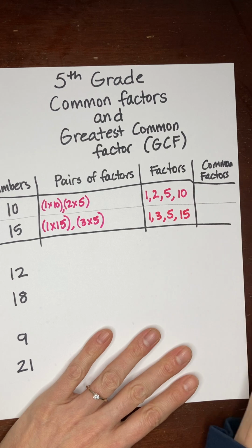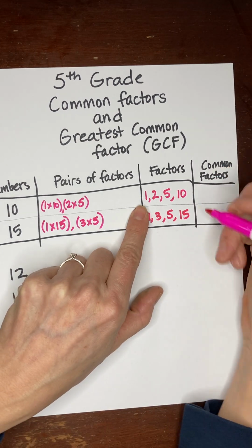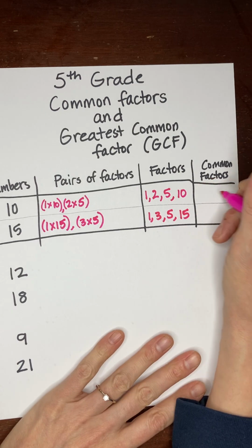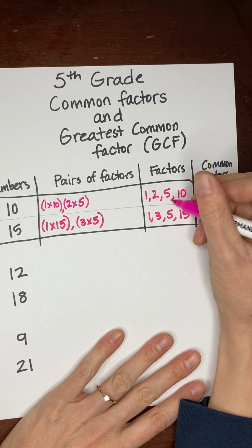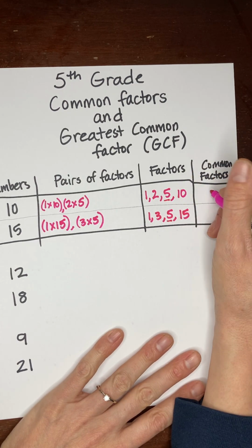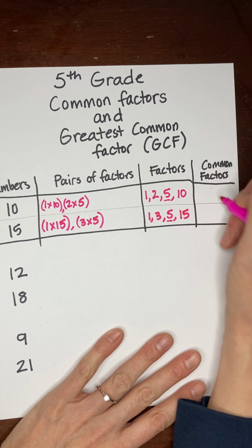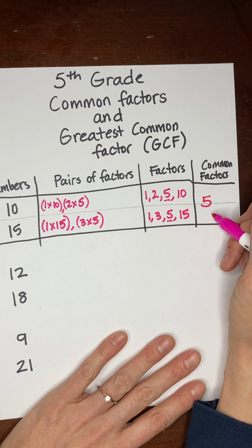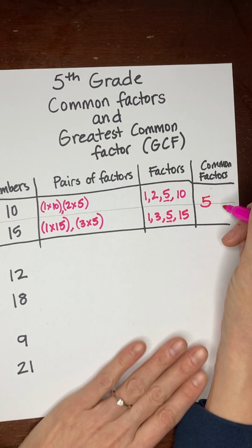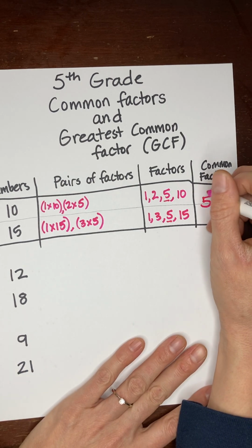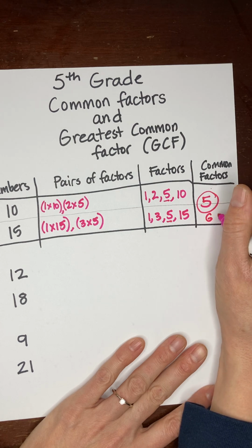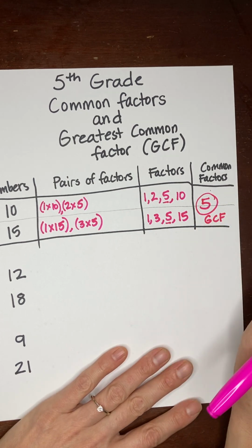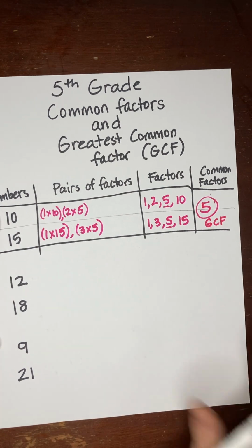Our common factors here, well, 1 is always going to be a common factor, so I don't usually list it because it's a factor of everything. What else do they have in common? Well, they have a 5, and I don't have anything else to compete with it. So when I go to find my greatest common factor, that's it. There's my GCF. We have a list of common factors and we want to find the biggest one. In this case, it's just 5.